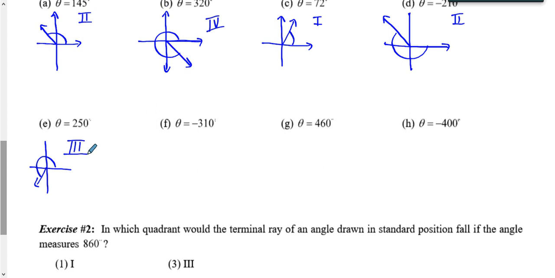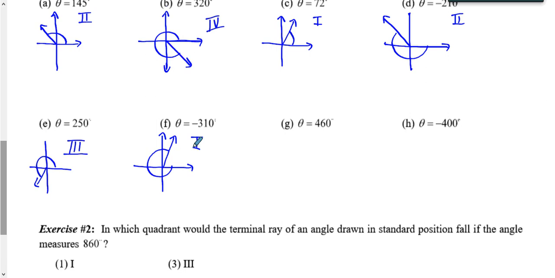Be careful, F is a negative, right? So it goes the other way. Can we get a quadrant for F? Negative 310. Let's see, there's negative 270 and then a little bit more, right? Did that confuse you? So a quadrant for F? Quadrant 1. Okay.